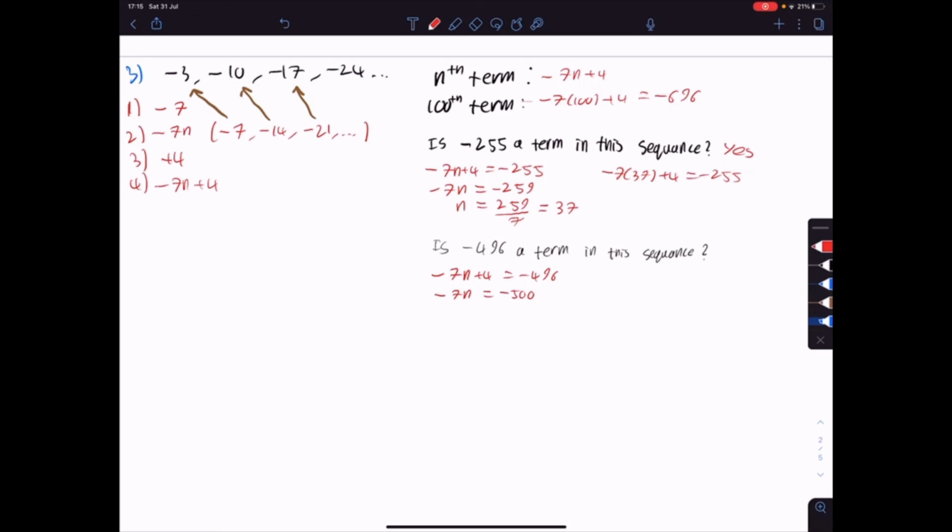The negatives will cancel out, and we'll have n equals 500 divided by 7, which, using a calculator or just working it out, we can see that this is not a whole number. This does not simplify into a whole number. 500 is not divisible by 7. So, -496 is not a term of our sequence, as it cannot be represented by our nth term that we calculated.